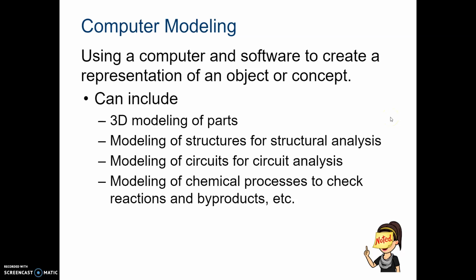And then moving into computer modeling, this is where we use a computer and software to create a representation of an object or a concept. So this is where we take an idea and we turn it into an actual visual representation on a computer. So this can include 3D modeling of different parts, modeling of structures for structural analysis, modeling circuits to make sure they're going to work properly, or modeling chemical processes to make sure that we're not going to have any nasty byproducts that are going to hurt the environment or us. So these are all different ways that we can use computer simulations or modeling software to create models.